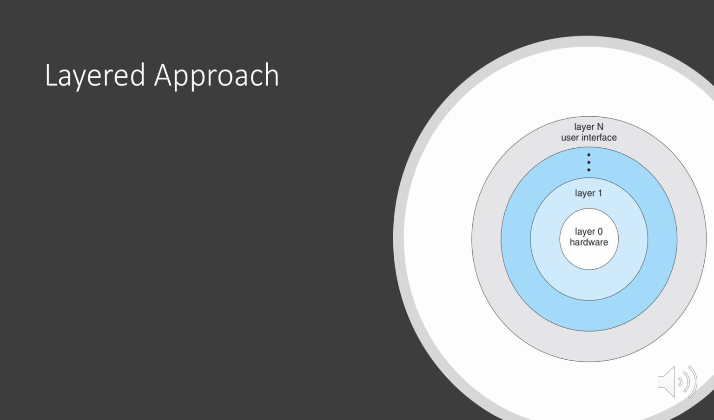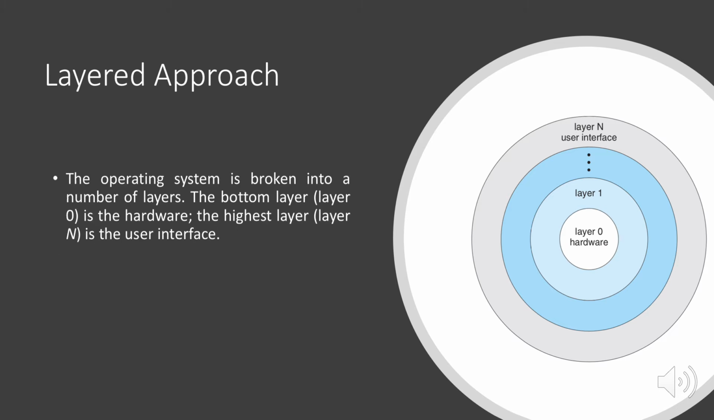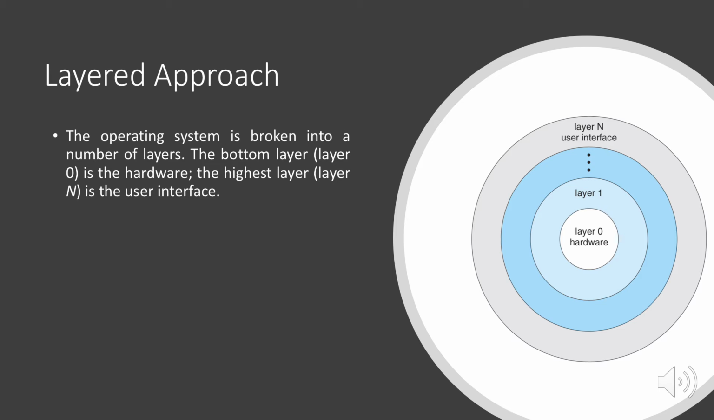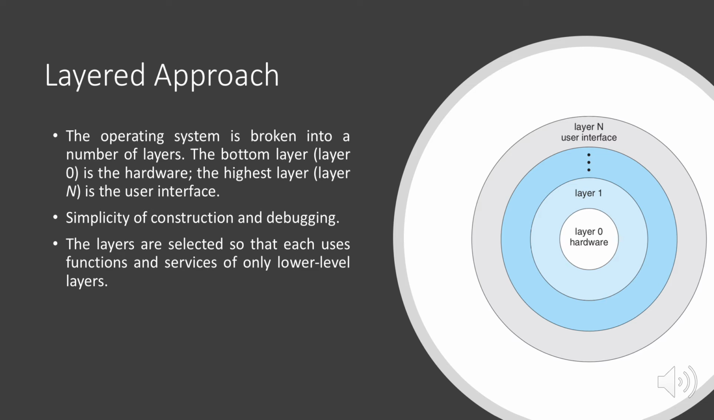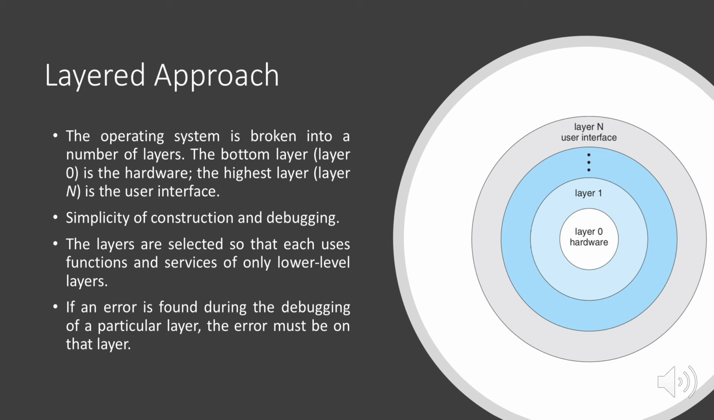A system can be made modular in many ways, and one method is the layered approach, in which the operating system is broken into a number of layers. The bottom layer, layer 0, is the hardware, and the highest layer, layer N, is the user interface. The main advantage of the layered approach is simplicity of construction and debugging. The layers are selected so that each uses functions and services of only lower level layers. If any error is found during the debugging of a particular layer, then the error must be on that layer because the layers below are already debugged.